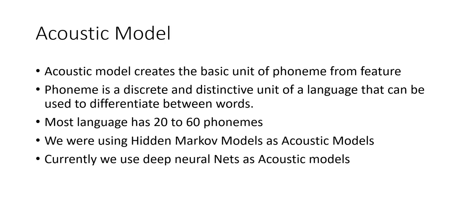The next module is the acoustic model. The acoustic model creates the basic unit of phoneme from the features. You must be aware of phonemes. A phoneme is a discrete and distinctive unit of a language that can be used to differentiate between words. Most languages have 20 to 60 phonemes. We were using hidden Markov models as acoustic models. Currently, we use deep neural nets as acoustic models, like recurrent neural networks.